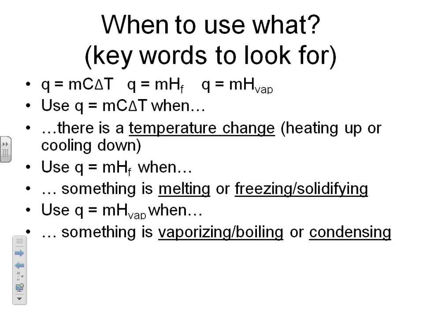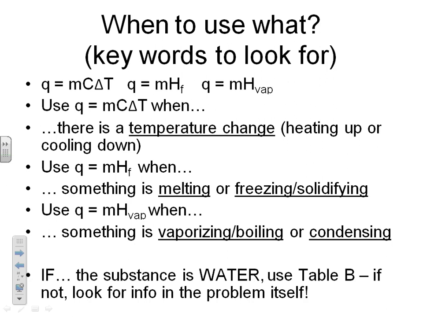Remember that Table B contains these constants for water, but if you don't have water, then you cannot use the stuff in Table B. The stuff in Table B is just for water only. Now, water is going to be your substance in most cases, but don't rely on it. It might be something other than water, like that copper example that we did for specific heat. You can't use water's values. All right, so that's that last bit. If the substance is water, use Table B. If not, you need to look for information in the problem itself, and then that'll help you answer the question.